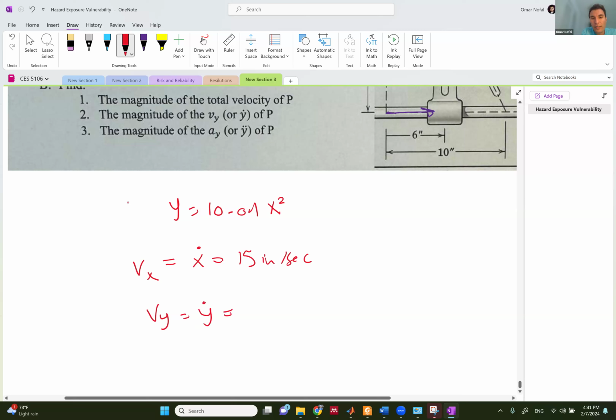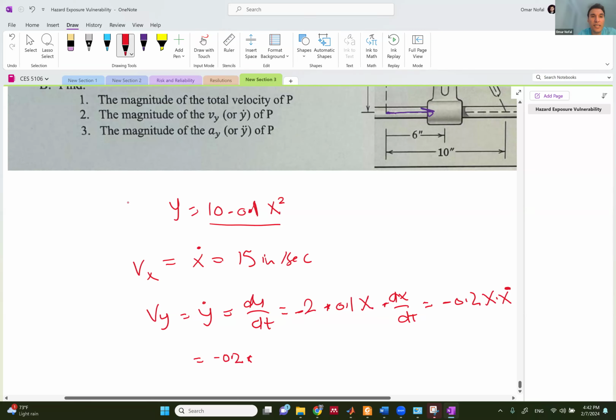So getting y dot, I need to differentiate this with respect to t, dy dt, not dx. So this is 0.1. Okay, so the differentiation of 10 is going to be 0. The differentiation of 0.1 x squared is going to be 2, and I have negative outside, multiplied by 0.1. And this is going to be x, multiplied by the derivative of x, so it's going to be dx dt, which is x dot. So this is going to be negative 0.2 x multiplied by x dot.